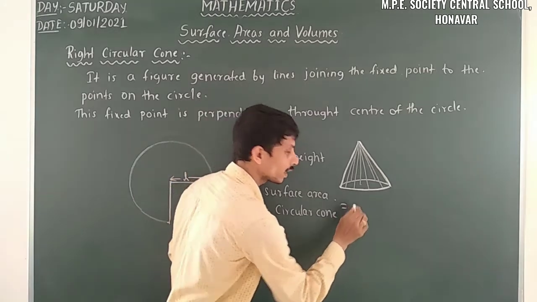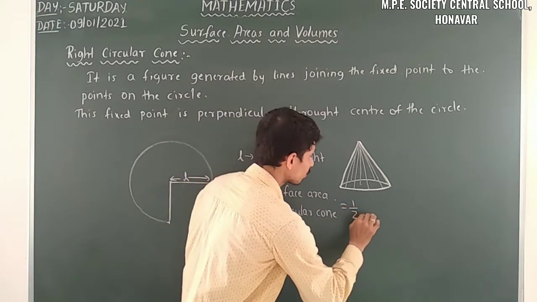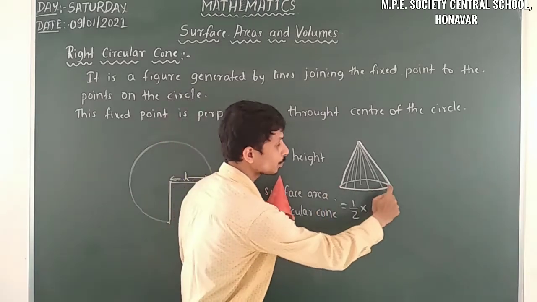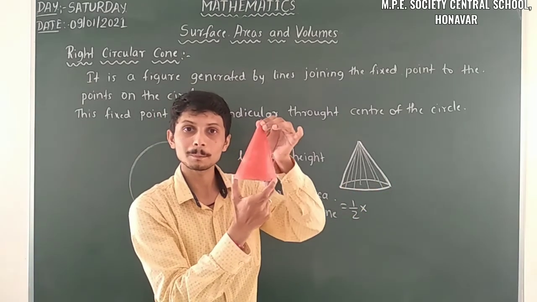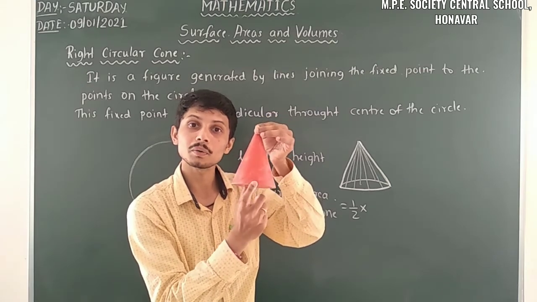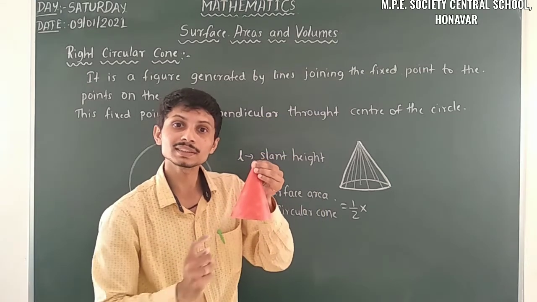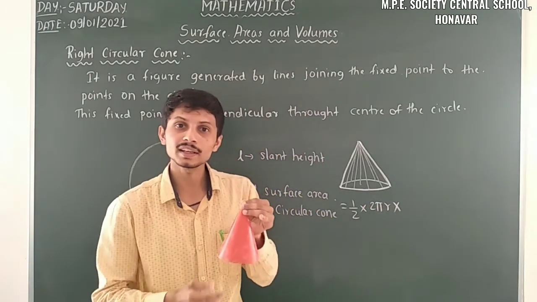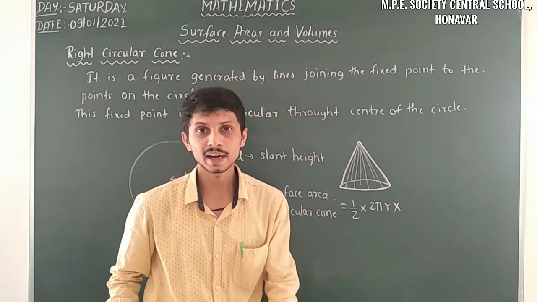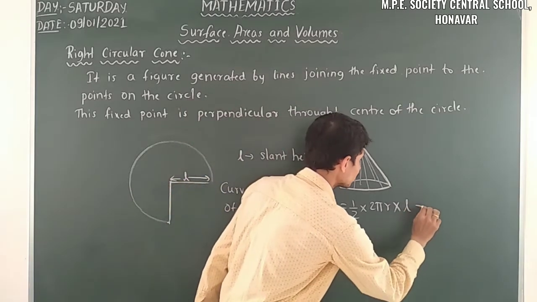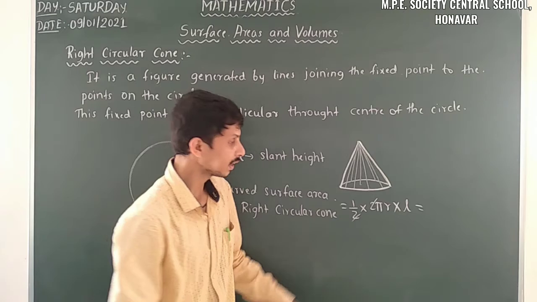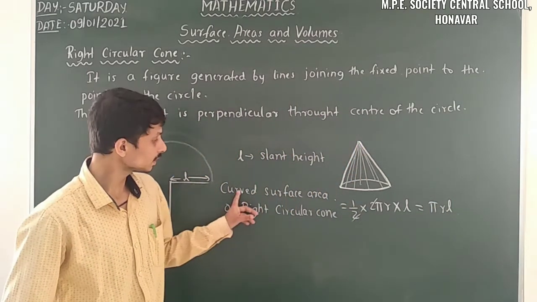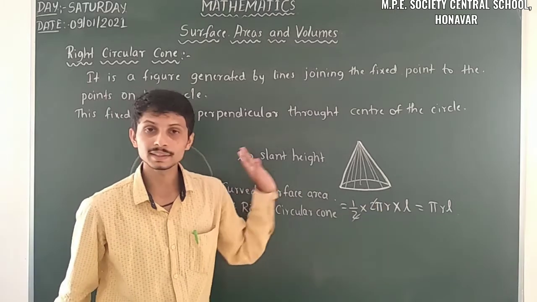So we have to take 1 by 2 into base into height. Firstly we take 1 by 2, and what is the base? Here this base is one of the arcs, and when we rotate completely, it covers 2 pi r. So the base is 2 pi r. And what is the height here? In each part the height is the slant height, so we take L. So 1/2 times 2 pi r times L, the 2 and 2 cancel, and what remains is pi r L. So this is the curved surface area of the right circular cone: pi r L.